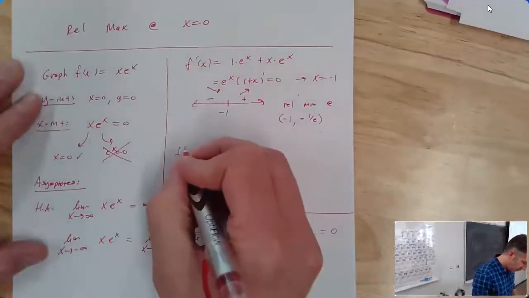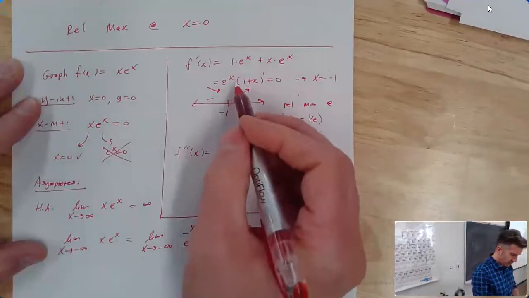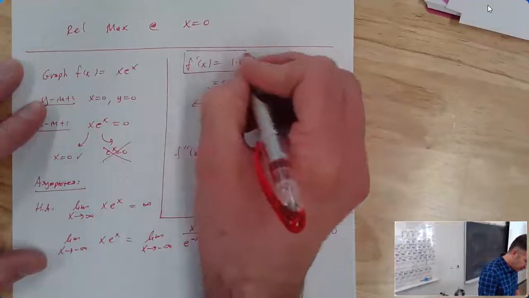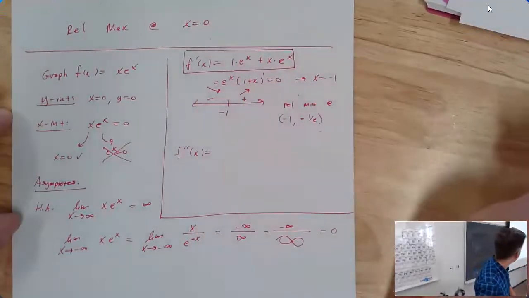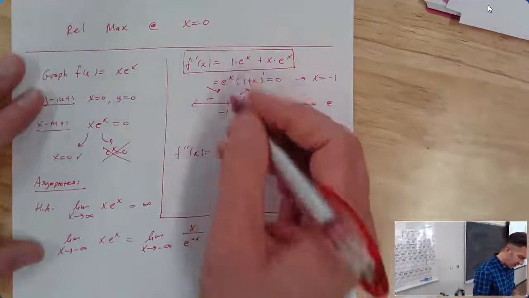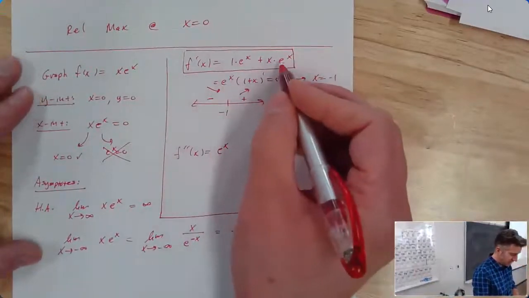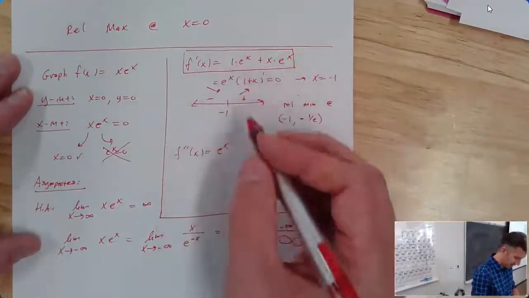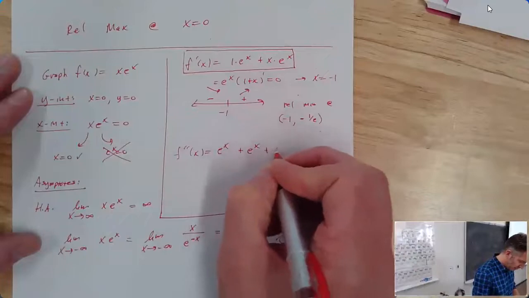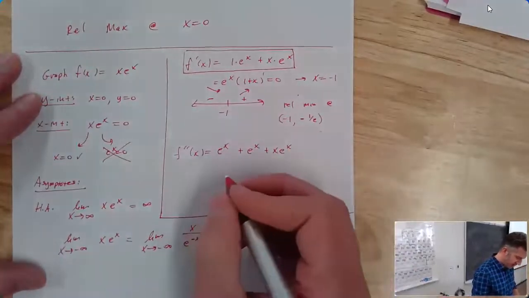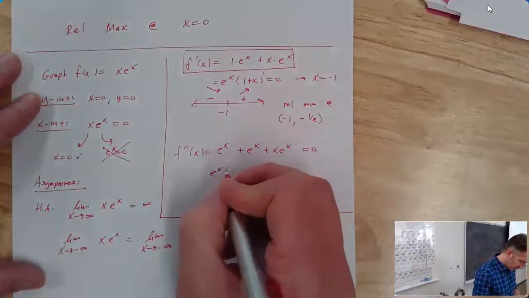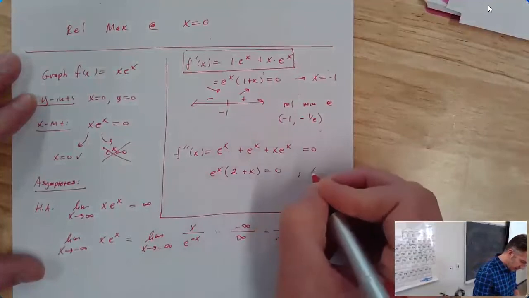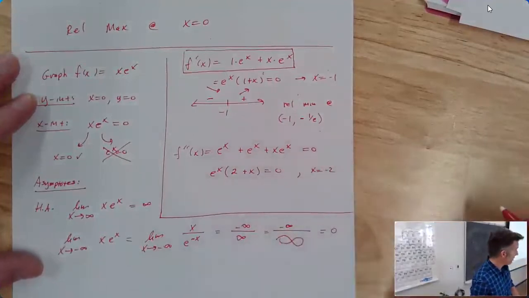Second derivative stuff. Looking at my first derivative, I'm going to take the derivative of that. I would probably use this version. The derivative of e to the x is e to the x. The derivative of x e to the x is what I just did. So it's going to be plus e to the x plus x e to the x. Factoring out e to the x, I get e to the x times 1 plus 1 plus x. So I'm going to get x equal to -2 as my critical value for the second derivative.